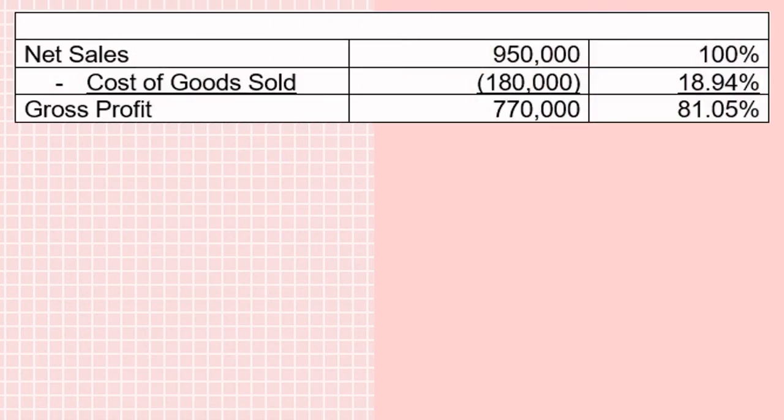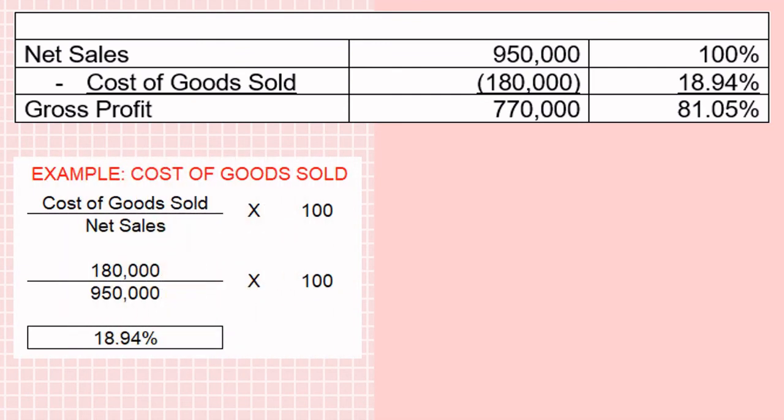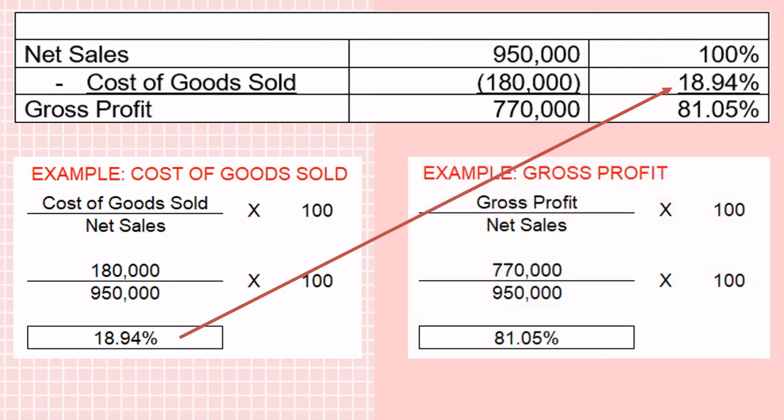Again, ang base amount for SCI is net sales. So let's take cost of goods sold as our example. Ang formula, balance of account divided by net sales times 100. So 180,000 times 100 is 18.94%. Another example, gross profit. Again, the formula, balance of account divided by net sales times 100. So that's 770,000 divided by 950,000 times 100 equals 81.05%. Madali lang, di ba?